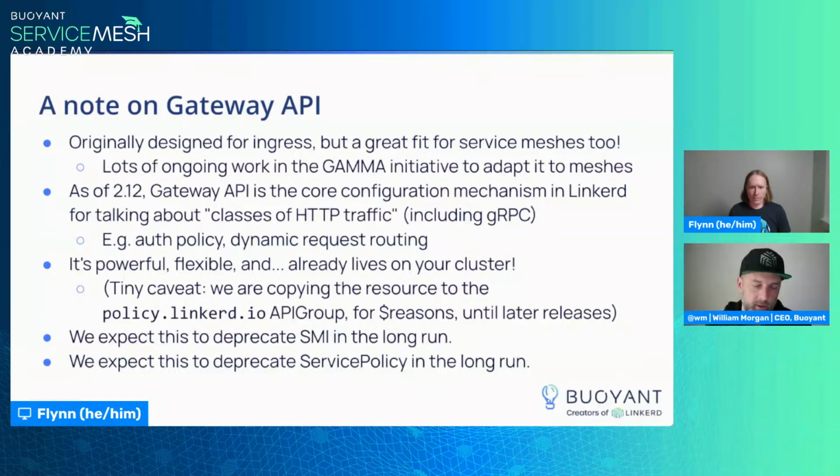It was so good that a lot of it makes sense for the service mesh too. There's this ongoing project called the Gamma Initiative, which sounds very forbidding, but really it's just Flynn and some of his friends trying to adapt this to the service mesh use case more directly. But it's pretty close, right? And in 2.12, we embraced that, as I said, for authorization policy. Here we're using it for fine-grained routing.